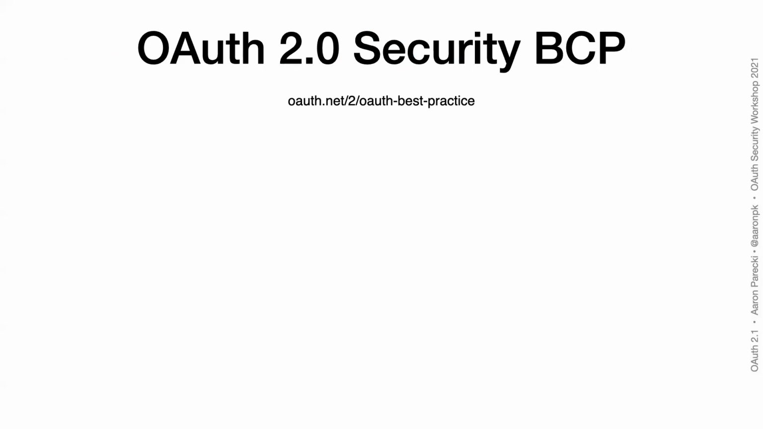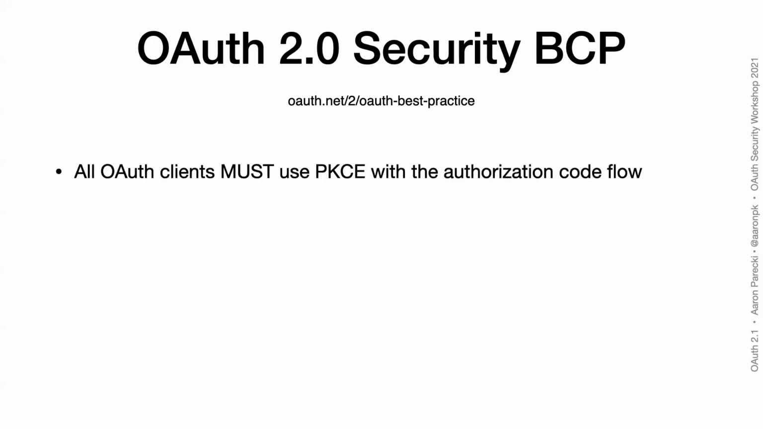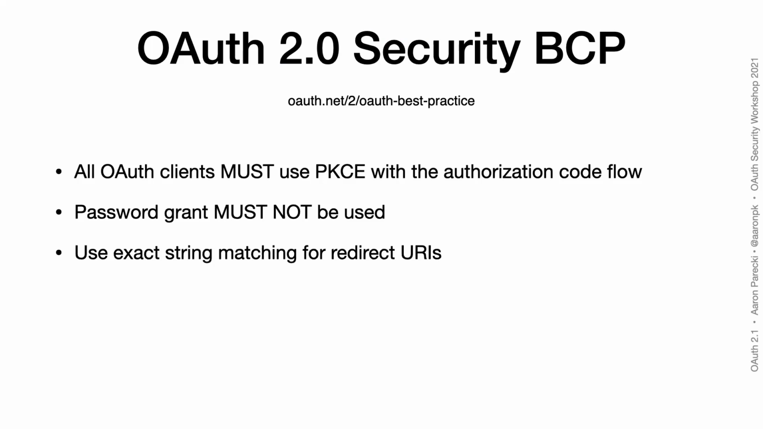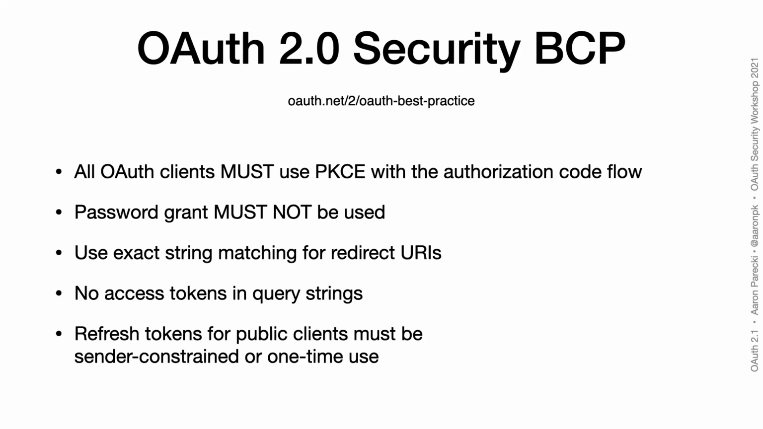So the security BCP, the most brief summary of what's in it, is that all OAuth clients use PKCE with the authorization code flow, kind of just baking it in, avoiding the password grant. Redirect URIs need to be exact string matching now, whereas the original spec gave more wiggle room. No access tokens in query strings.